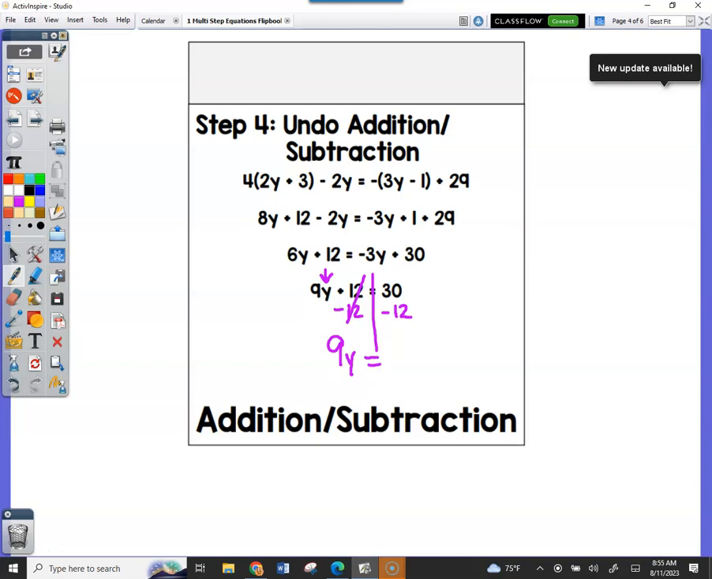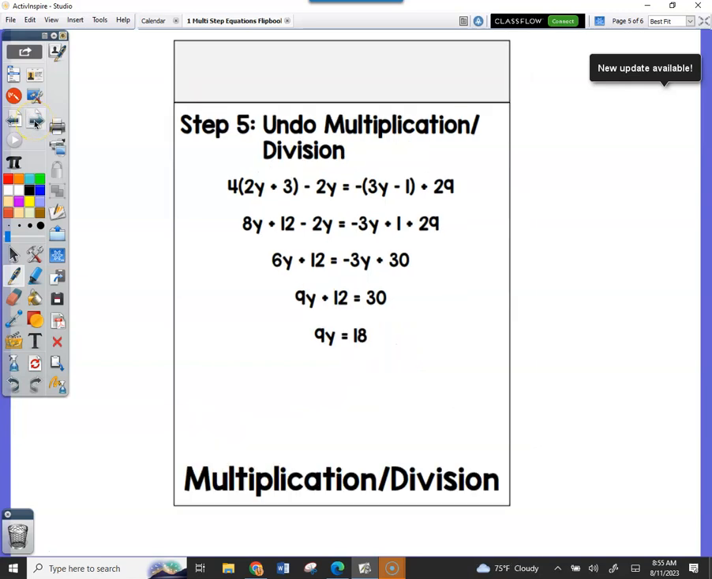And then I go to my calculator. 30 minus 12 is 18. I'm going to leave it there. It's tempting to go ahead and divide by 9, but don't yet. Go to the next flap. And here, we can divide by 9 and get our answer of 2.